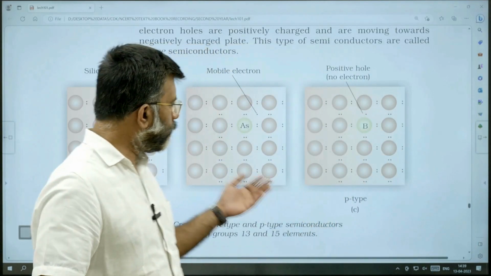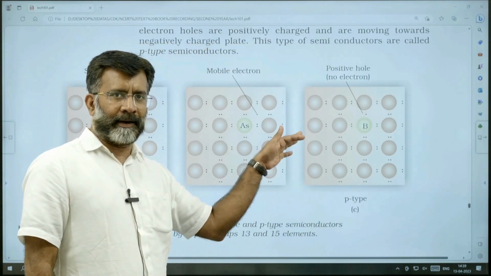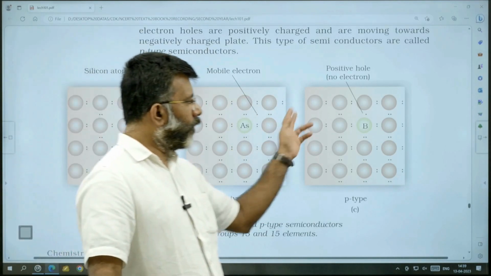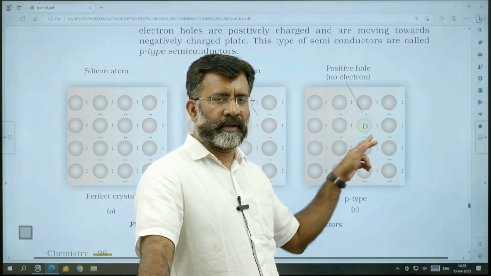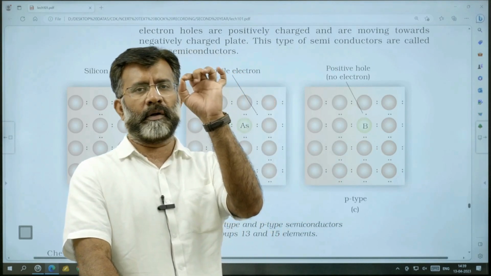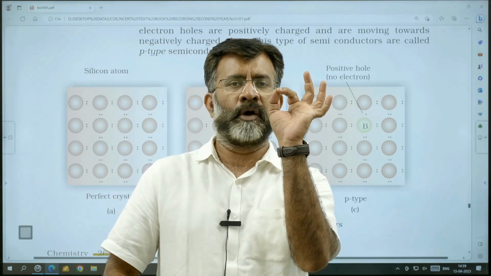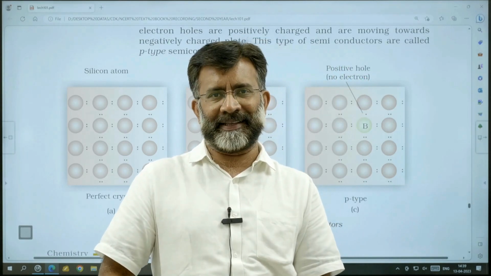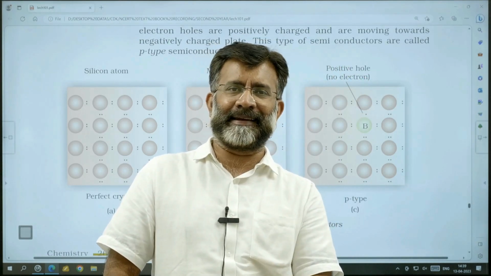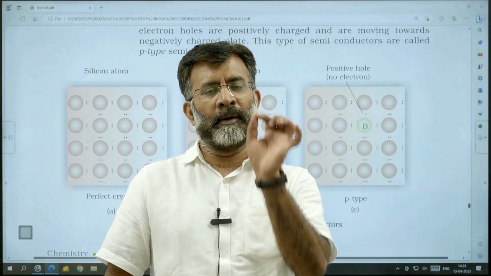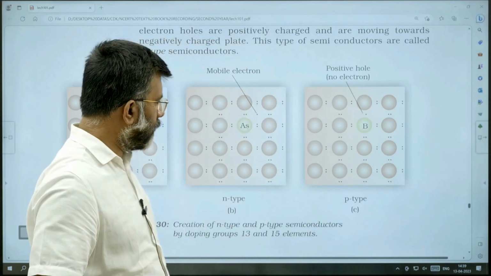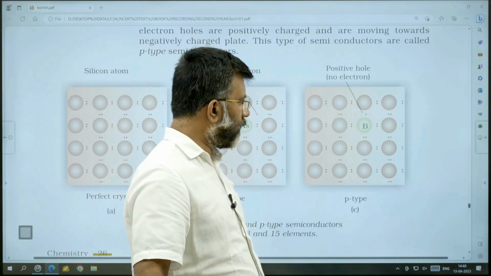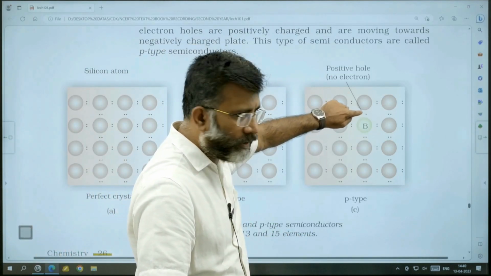When a higher group impurity is added, there is an extra electron coming, so there is extra conductivity. When a lower group impurity is added, there will be a hole, an electron deficiency. We call it a hole, and that gives extra conductivity. A hole can act as extra electrical conduction, and that is called P-type semiconduction. This is N-type semiconduction. This is P-type semiconduction, as there is an electron deficit.